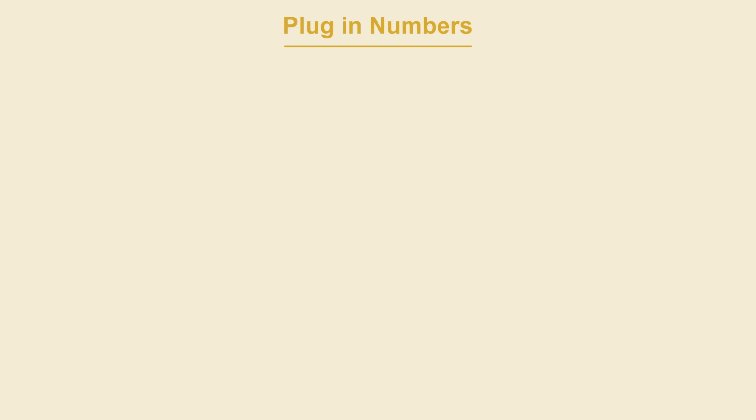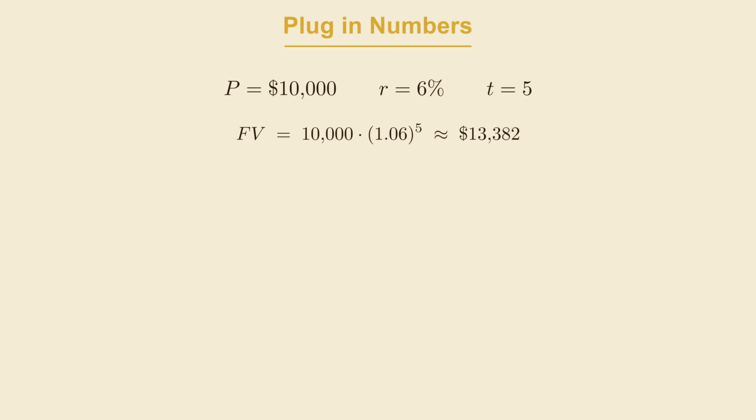Let's plug in numbers to see what we get. Take a principal of $10,000 at 6% for 5 years. The future value itself works out to about $13,382. The partial with respect to P, evaluated here, is 1.06 raised to the fifth, which is approximately 1.338. So at this rate, every dollar of principal grows to about $1.34 by year 5.